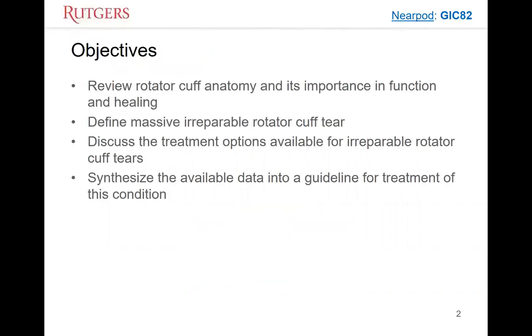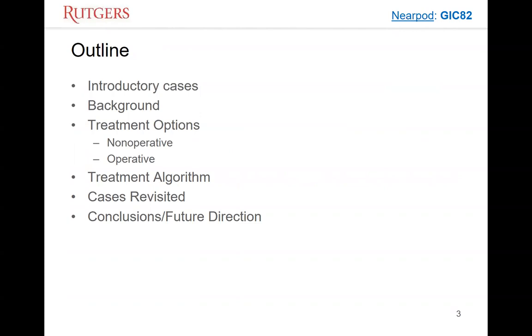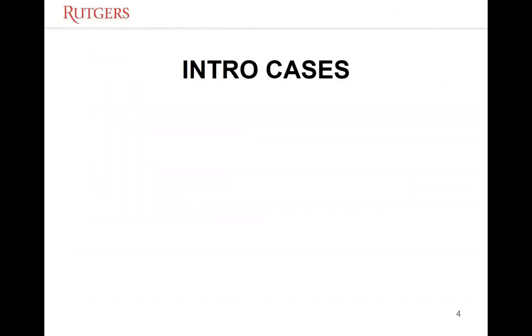Our objectives are to review rotator cuff anatomy and its importance in function and healing, define massive irreparable rotator cuff tears, discuss the available treatment options, and synthesize the available data into a more formal guideline for the treatment of this condition. We'll start out with some cases, get into the background of the disease, discuss both non-operative and operative treatment options, discuss a treatment algorithm, and then revisit our cases.